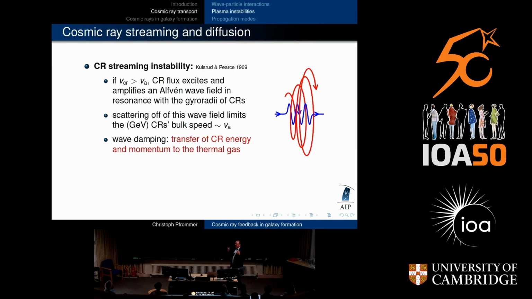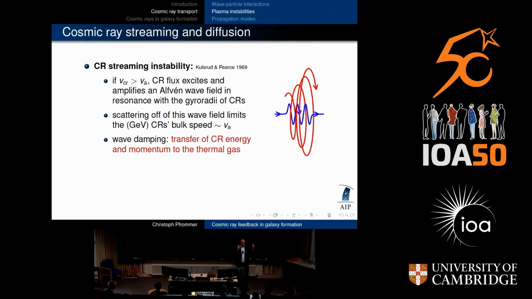Now, there's a second development in the 60s, the cosmic ray streaming velocity. So if cosmic rays move faster than the speed of the Alfvén waves, they amplify these Alfvén waves resonantly. Now, I've just told you how these Alfvén waves are able to scatter the cosmic rays, they slow them down until they move with the Alfvén waves, so they isotropize in the frame of these Alfvén waves. And then you have different wave damping processes that transfer effectively cosmic ray energy and momentum to the thermal gas.